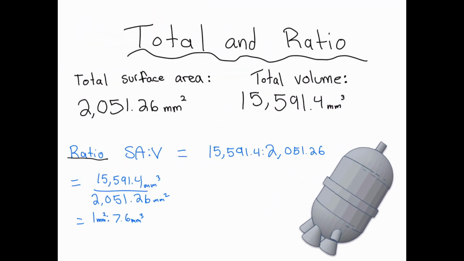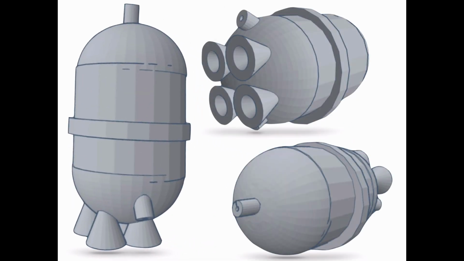All of the totals were added to get a final total of surface area, which was 2,051 millimeters squared, and the total volume, which was 15,591 millimeters cubed, which leaves the ratio at 1 millimeter squared to 7.6 millimeters cubed. My prediction was correct, and this escape pod was meant for maximum volume.